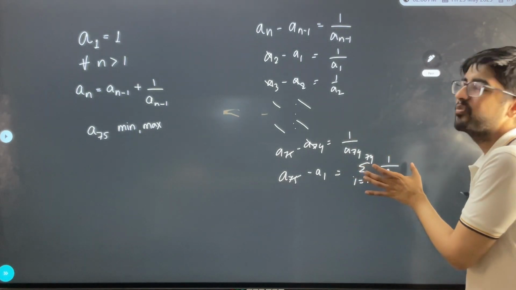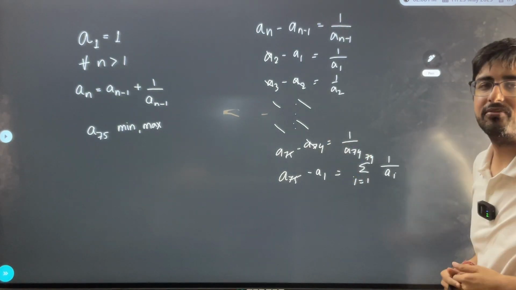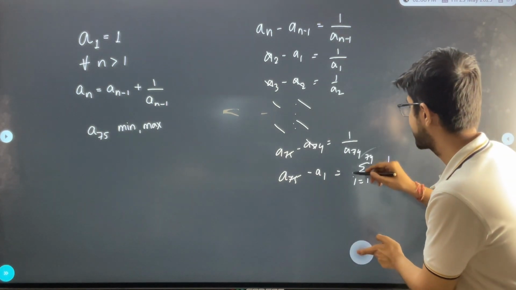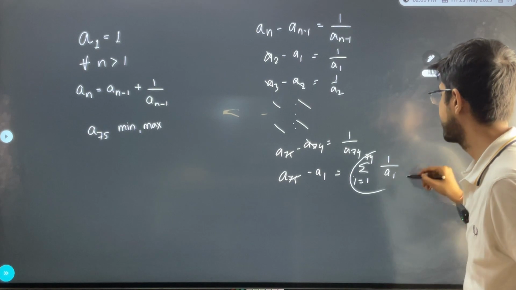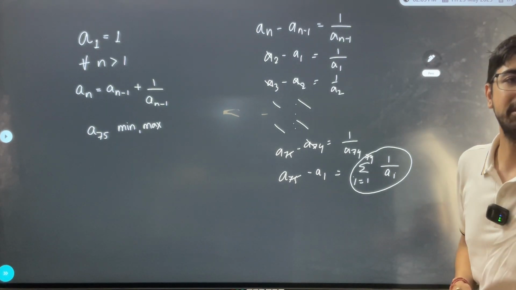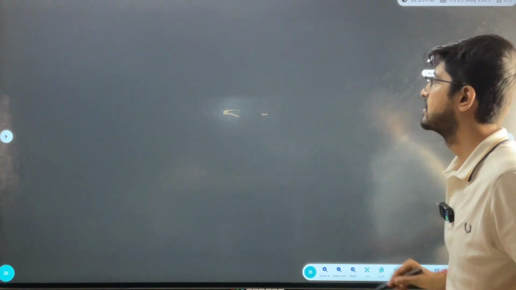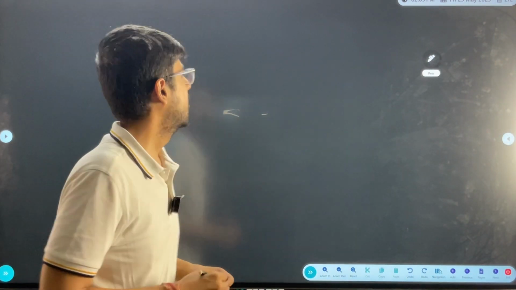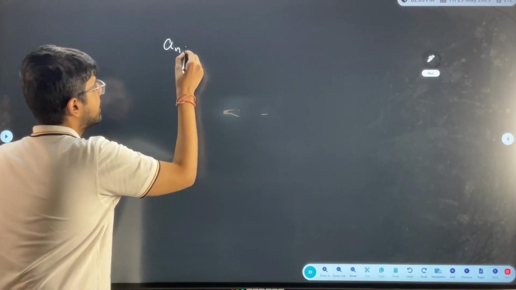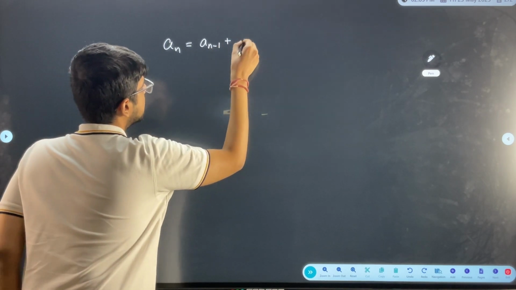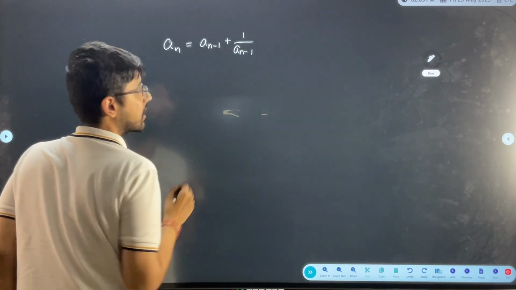Now, had we known this, the question would have been solved. Unfortunately, we don't, and this part is what is troubling us. How do we remove that part? Let's look at it. We know that an is equal to an minus 1 plus 1 by an minus 1.